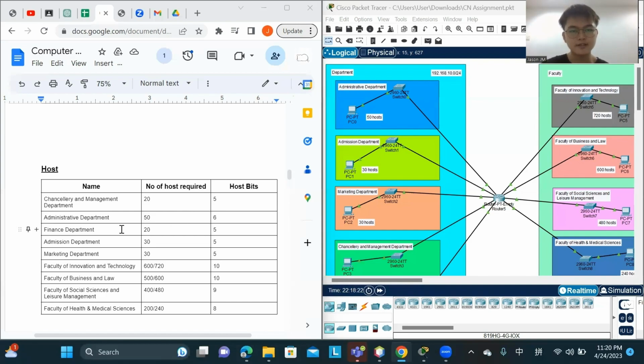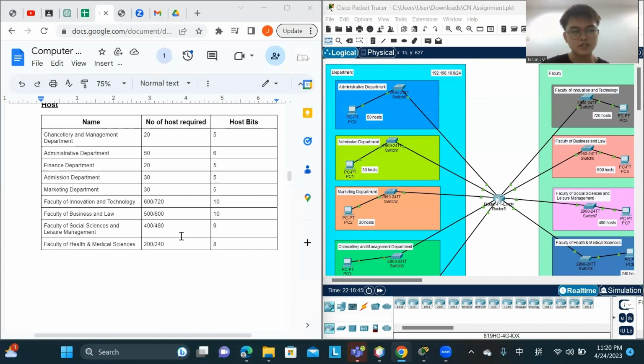The finance department requires 20 hosts, and it is using 5 host bits, which is 32 available hosts. The admission department and marketing department require 30 hosts, which is available by using 2 power 5, which is 32 available hosts. So it is using 5 host bits.